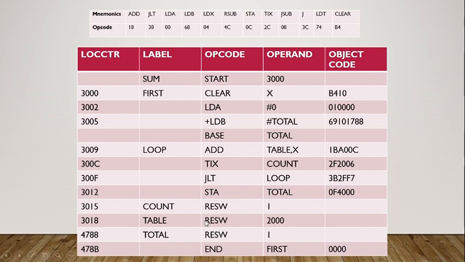Now if we consider the instruction reserve byte of 2000, 2000 words is equivalent to 6000 bytes. If we convert these 6000 bytes into hexadecimal, we get 1770. So we need to add 1770 to 3018, which gives 4788. The next instruction is reserve word 1. One word is equivalent to 3 bytes, so we add 3 bytes here, which is 478B. This is how you can generate the location counter values. Now let us generate the object code for the equivalent instructions.